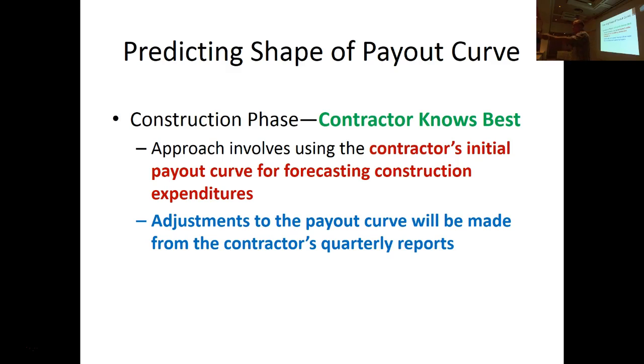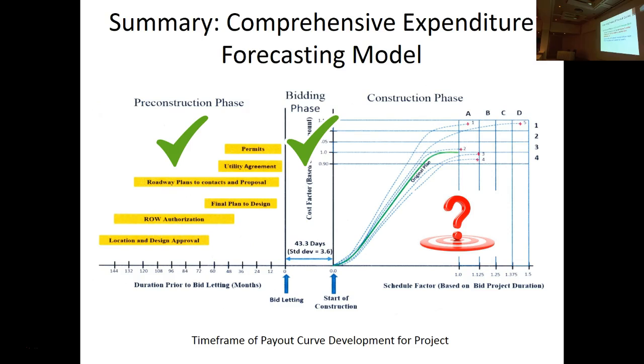Okay, so every quarter they're required to update their expenditure curve and give that to the owner. So what we're saying is the contractor really knows best. During construction, let's rely on the contractor expenditure curve and any updates that come in, and feed that into your models for coming up with a good predictor of future cash flows. So that's kind of how we left it during the construction phase with the DOT.